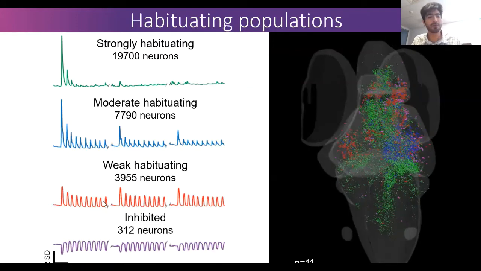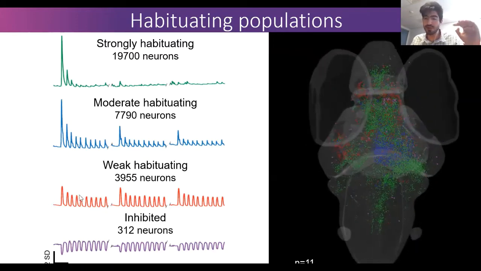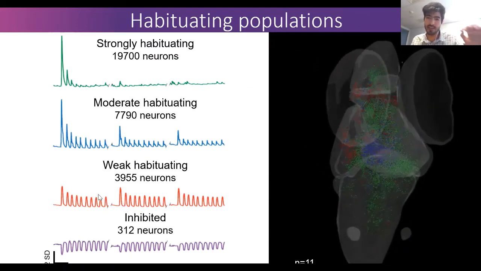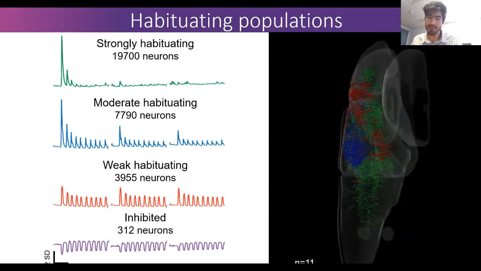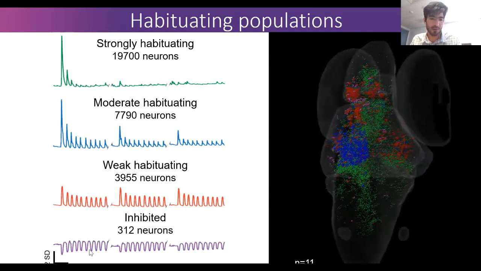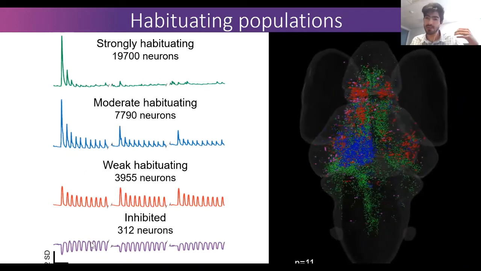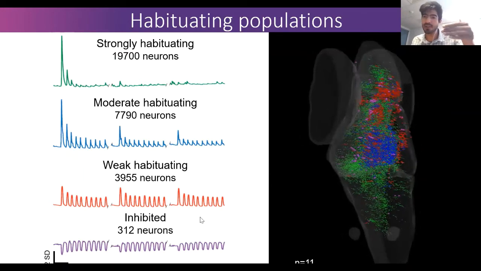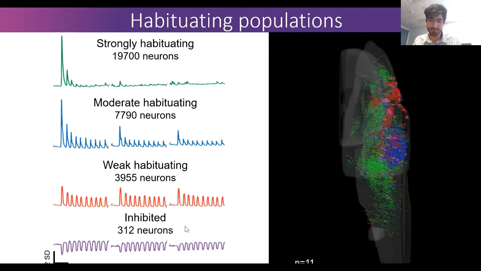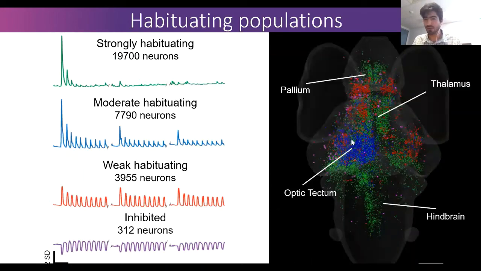And then we have a group of weakly habituating neurons that habituate just a little bit, and they're more or less stable in their responses, and we can find them in the thalamus, the ventral, and the optic tectum too. And then we have a group of inhibited neurons that seem to decrease their activity once the stimulus is presented, and we found them mostly in the rostral thalamus. So these were just some examples of the places where we found some of these responses.